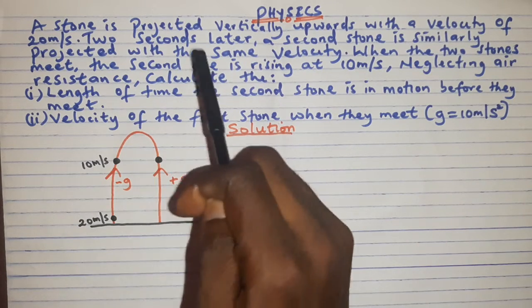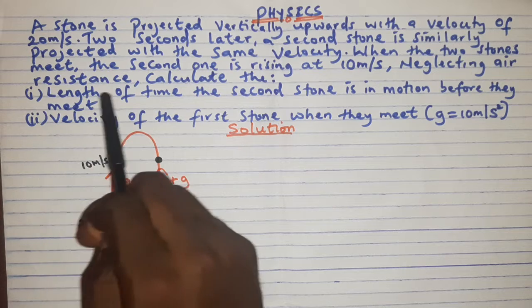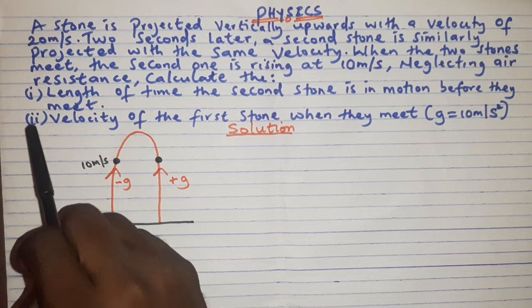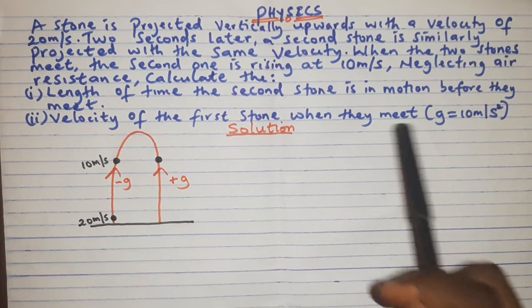Neglecting the air resistance, calculate: one, the length of time the second stone is in motion before they meet. Then two, the velocity of the first stone when they meet.